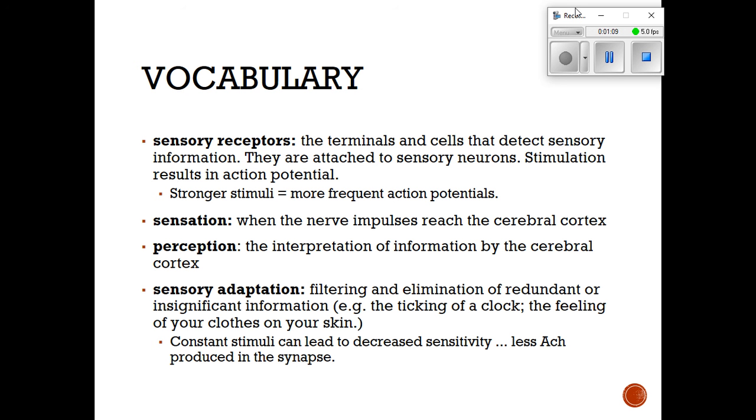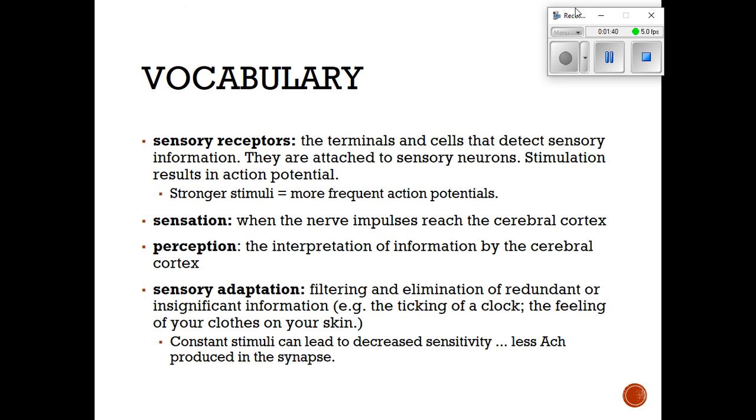Now, just as a reminder, because it's really important, stronger stimuli, which is the plural of stimulus, cause more frequent action potentials. They don't make the action potentials bigger, they make them more frequent. When we watched the video, the guy talked about it being a buzz, and that the buzz didn't get louder, it just got faster. It went from bzz, bzz to bzz, bzz, if the stimulus was really strong.